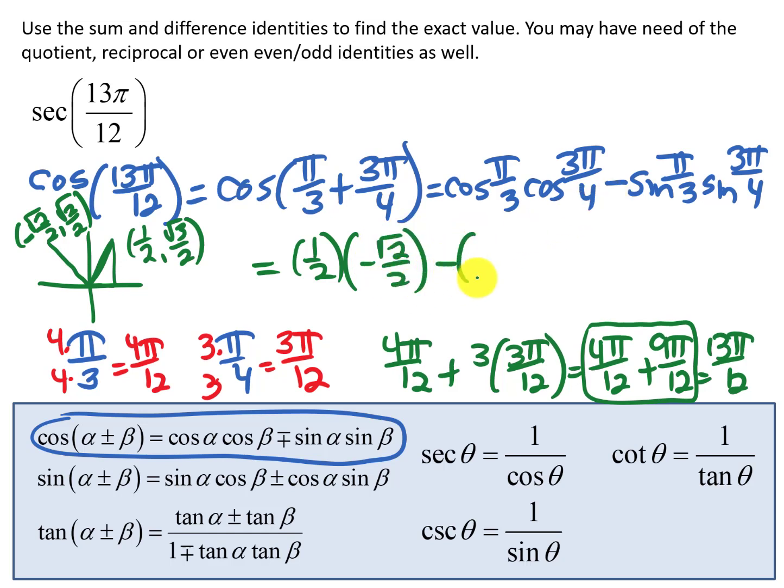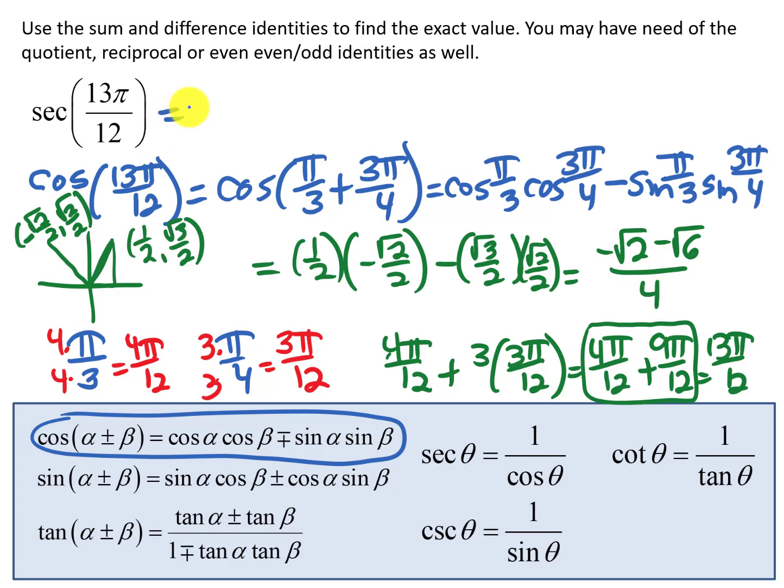And then we have a minus. We need the sine at pi thirds, that was square root 3 over 2, and now we need the sine of 3 pi fourths, that's square root 2 over 2. Simplifying that, we have negative square root 2 minus square root 6. Common denominator there is 4. So that's what the cosine of this would be.